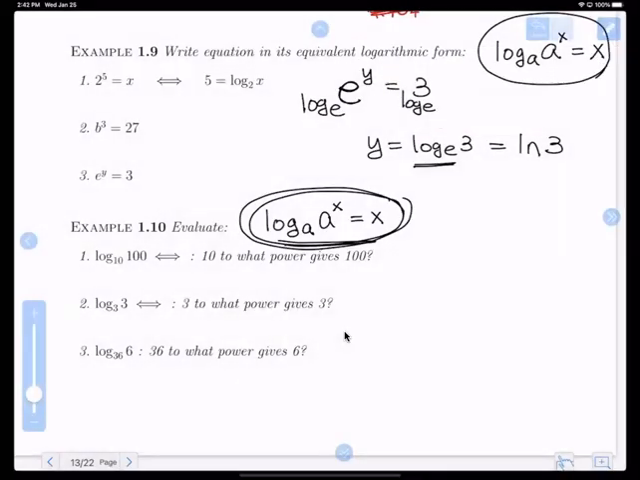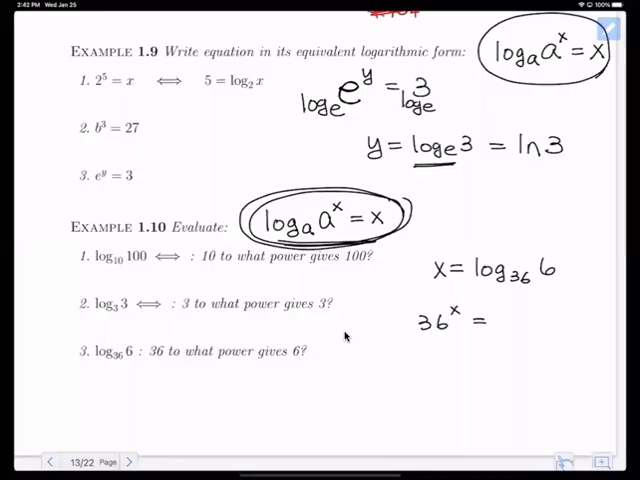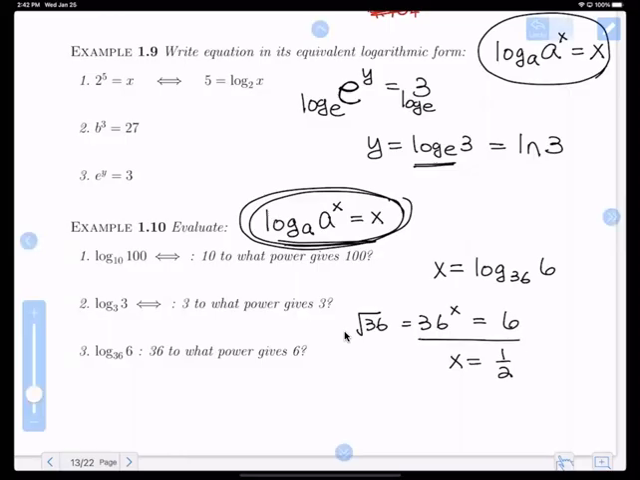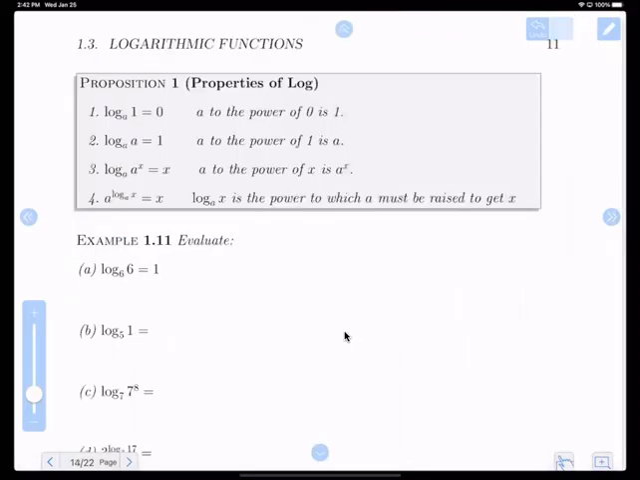Log base 36 of 6. So x equals log base 36 of 6. Base 36. 36 to the power x equals 6. What power is that? 1/2. Right? Square root of 36. Yes, the square root of 36 is the 1/2 power. 36 to what power gives 6? That's exactly what it means. Okay, are we okay with this? Is it hard? Let's try more examples.